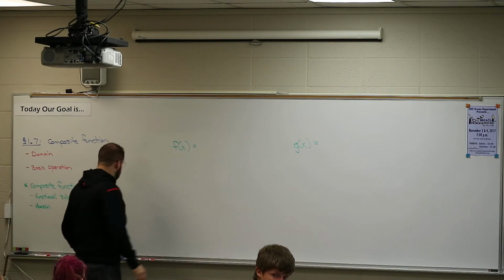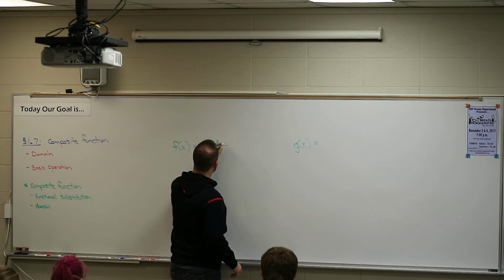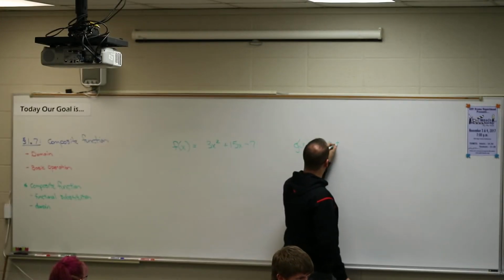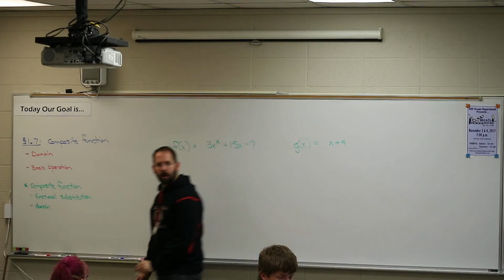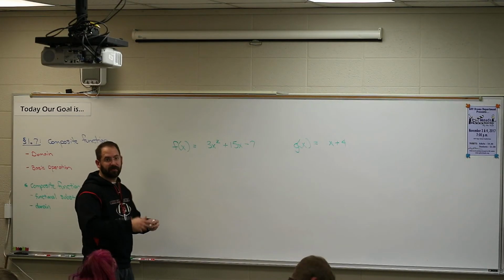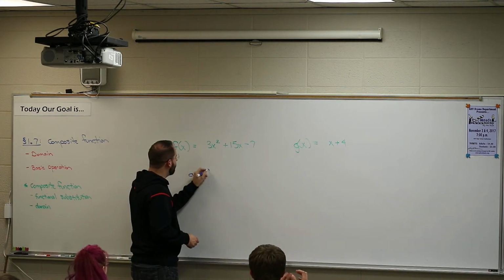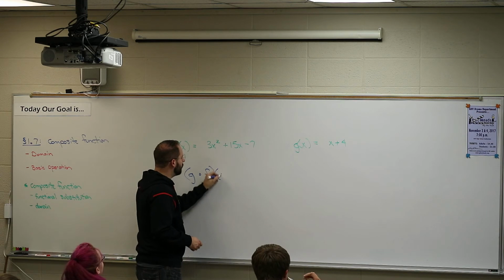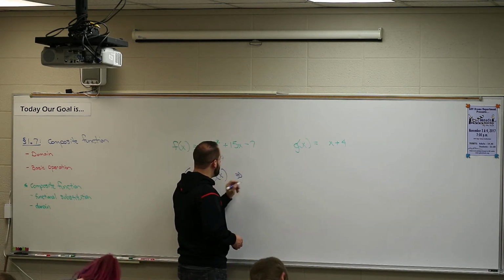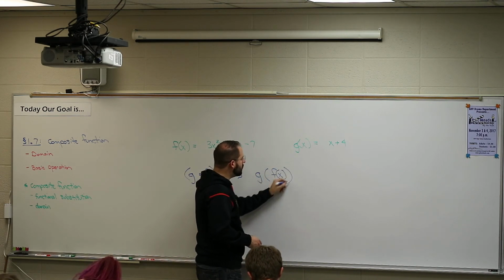Let's do the function 3x squared, 7, and let's go with x plus 4. Here's what I'd like you to do. I would like to figure out the composite function g composed of f, and the variable will be x. I'm not going to be substituting anything in right now. The idea is that this means I'm taking g and plugging the f function into it.